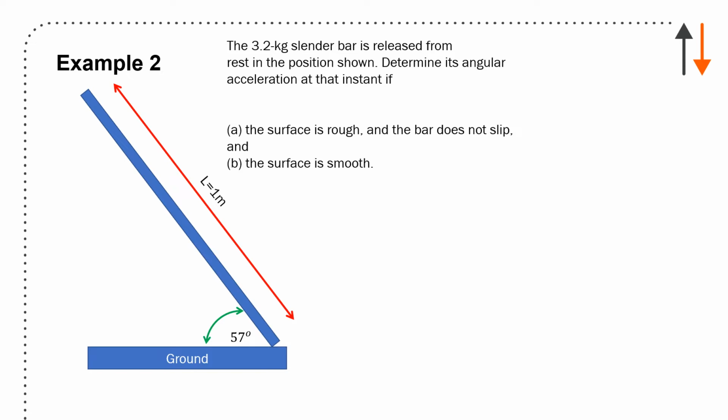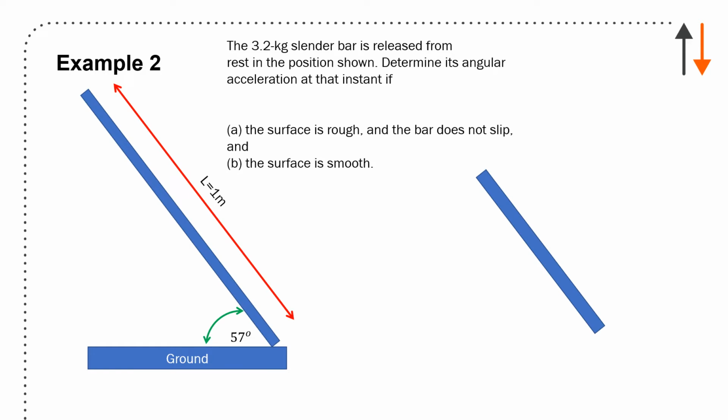The second one I want to look at is this one, and this is a typical case. I have a ground over here. This is probably not a good idea to have it the same color, but this is the ground. This is the rod, at a weird angle. I just chose 57 degrees, and its length is 1 meter, with a mass of 3.2 kilograms. The bar is released from rest in the position shown.